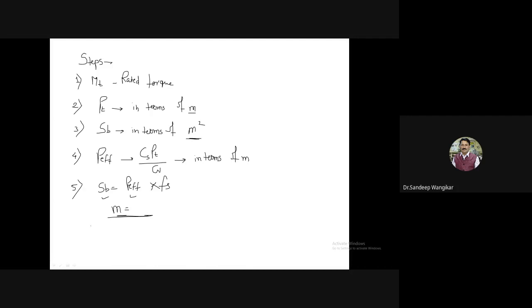And if you get module, then step number 6, or in the same step, you can see that different dimensions like module, then face width, then diameter for pinion, and pitch circle diameter for gear. So these all things you can easily calculate if you have module. So this is the methodology or procedure for this calculation.